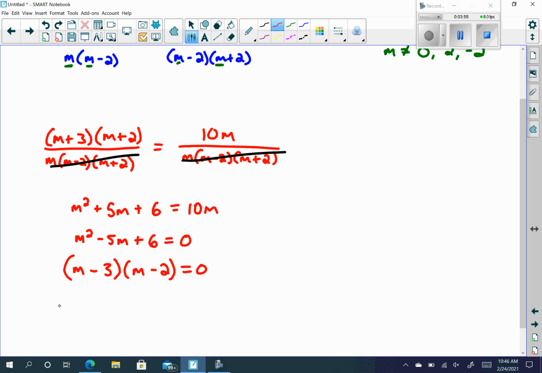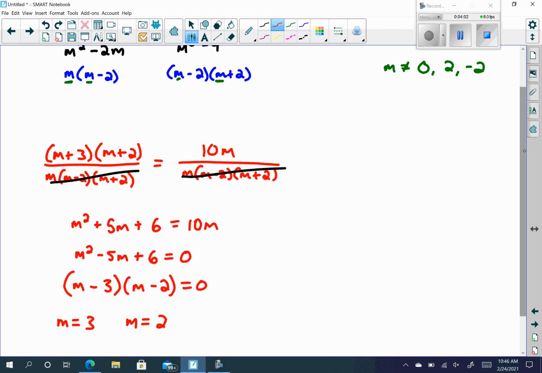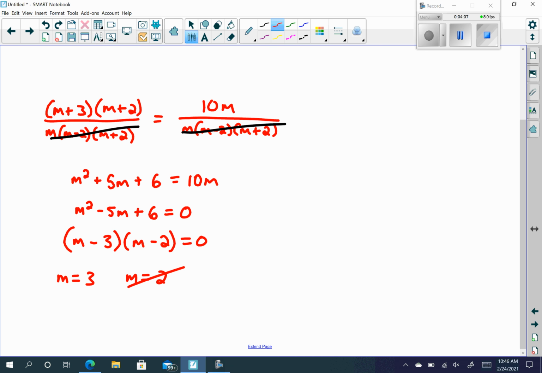So my two possibilities here, m minus 3 is equal to 0, so m is going to equal 3, or m is going to equal 2. But let's take a look at our restrictions. m cannot equal a 2, so we cannot keep that one. Therefore, m equals 3 is our only answer.